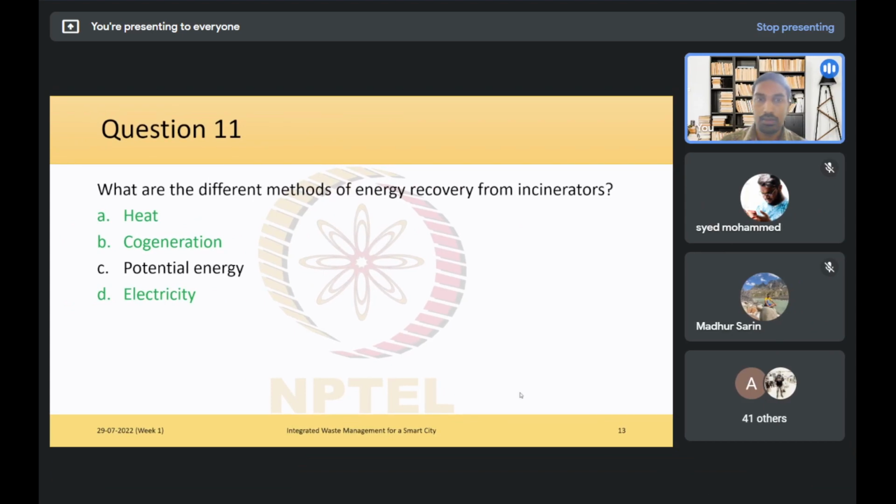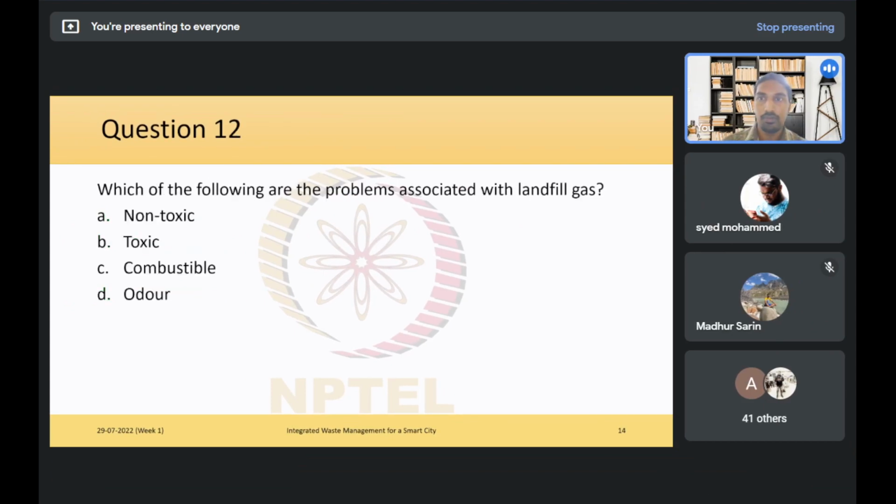All right, moving on to question number 12. Which of the following are the problems associated with landfill gas? We saw two landfill gases, right? Carbon dioxide and methane. So what is the problem associated with these gases? Option A, it is non-toxic. Option B, toxic. Option C, it's combustible. And option D is odorous.